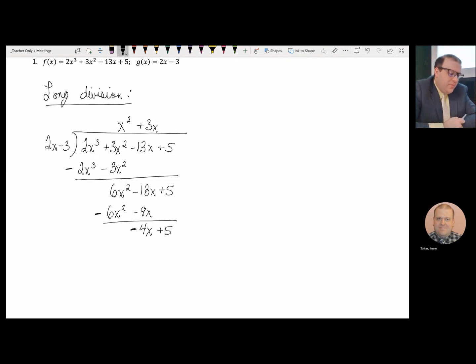Now it's gonna be a minus. Right? What do you have to multiply 2x by to get the leading term? You're left with -1. Is the degree smaller than the degree of the divisor? It is, so you're done. This up here is your quotient, and that's your remainder.